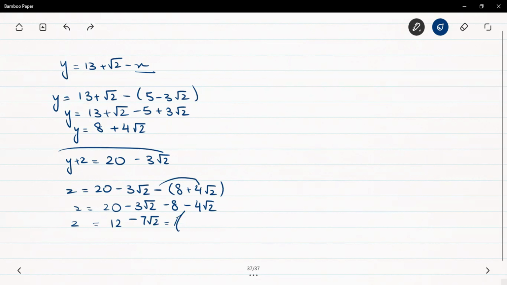So in fact, that is not the single answer. In fact, I'm going to pretty print it. What is the value of x? We just found out, it's 5 minus 3 under root 2. What is the value of y? Y is equal to 8 plus 4 under root 2. And what's the value of z? Z is equal to 12 minus 7 under root 2.